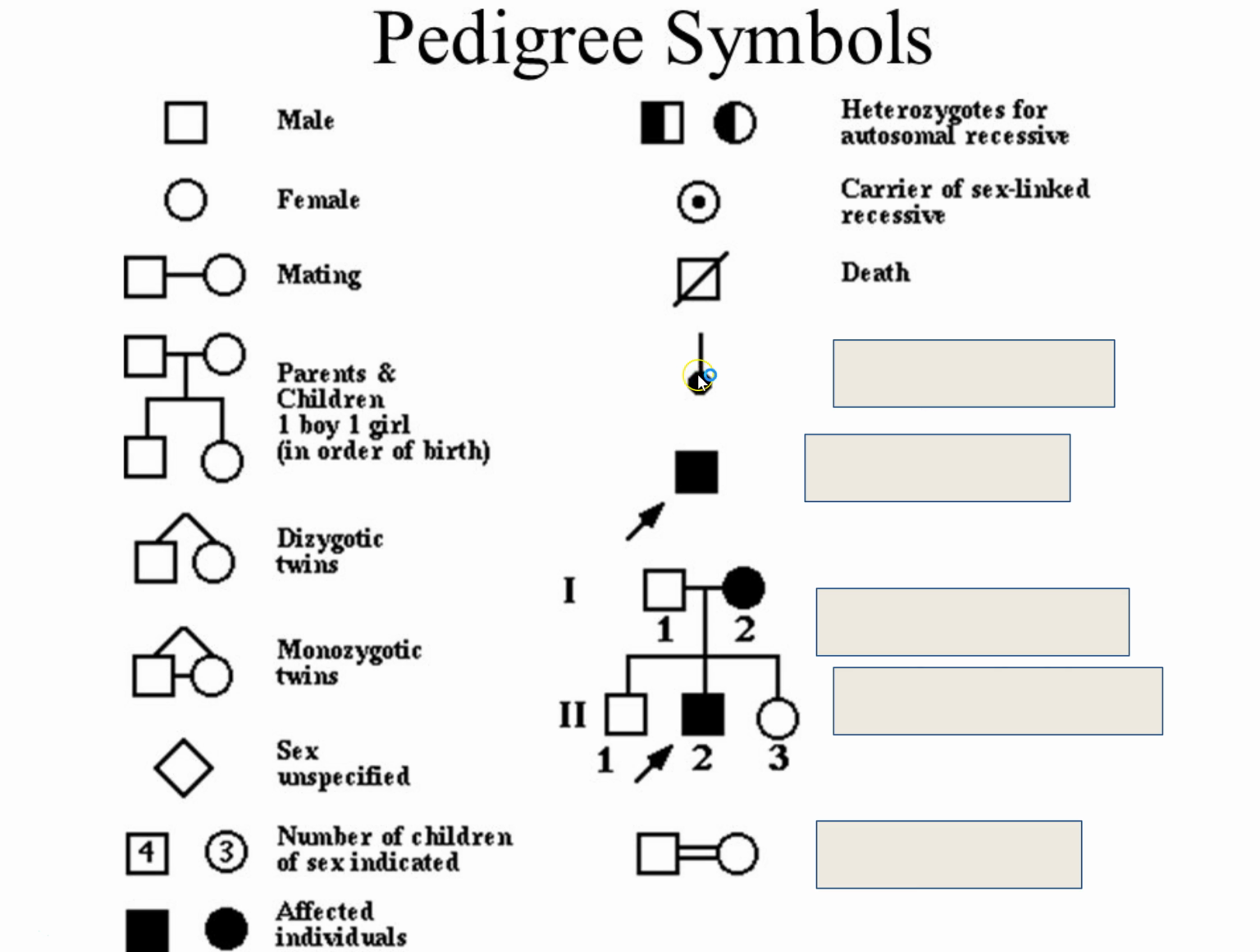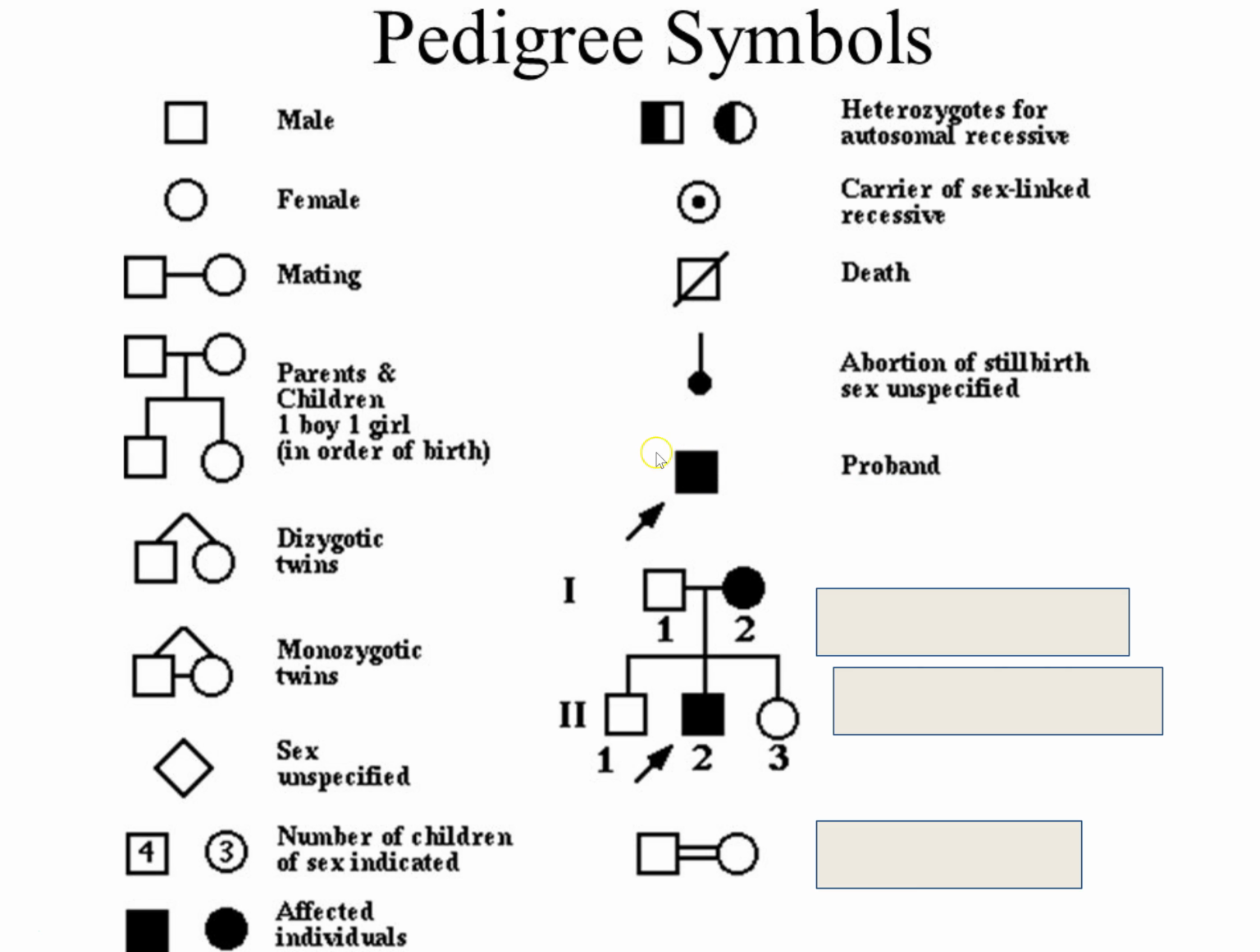If I have this little hexagon here, that means I've had a stillbirth or an abortion, and that child did not survive to live. Okay, if you see an arrow pointing to one of the people in the pedigree, we call that the proband. That's our original case. This is the one we're investigating, that we're trying to figure out the family relationship to.